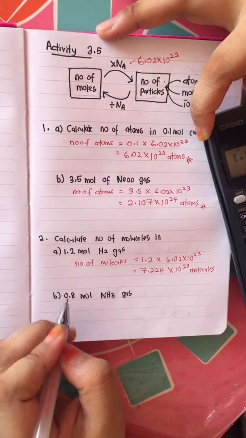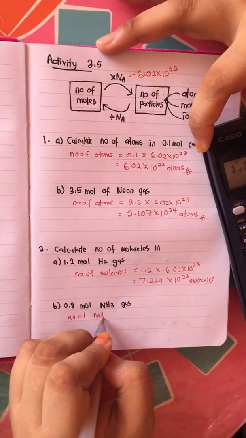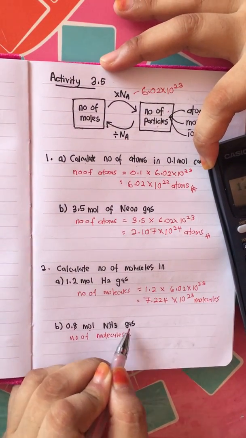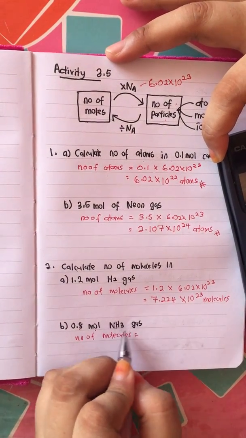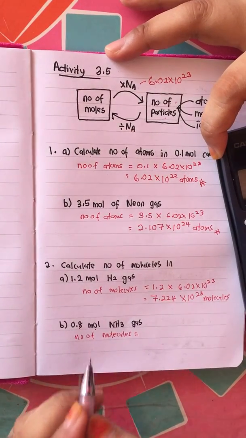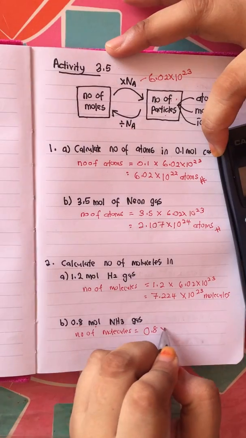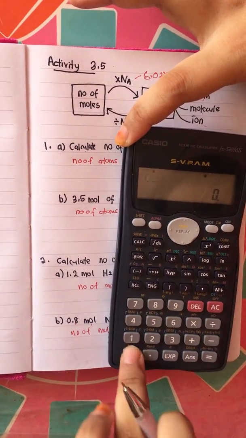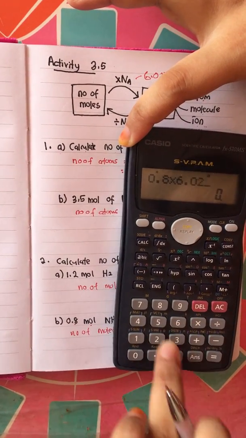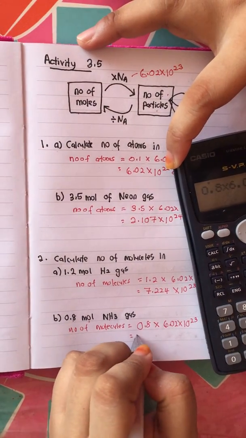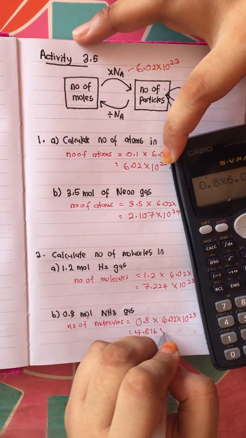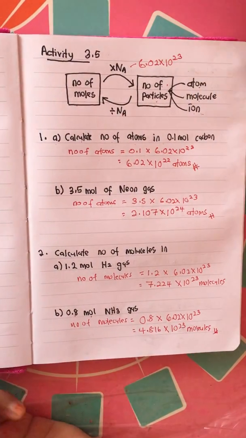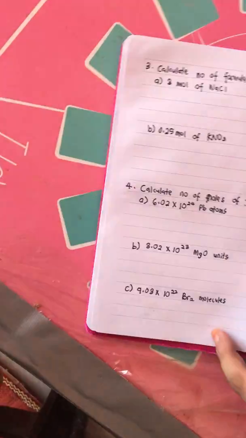Right? So B, number of molecule. Okay, so dikata 0.8 mole ammonia gas. Okay, ammonia gas. Maksudnya NH3 ni ada berapa banyak dalam 0.8 mole. So simply mole times Avogadro constant. Okay, senang saja kan? 0.8 times 6.02 exponent 23. So the answer should be 4.816 times 10 to the power of 23 molecules.